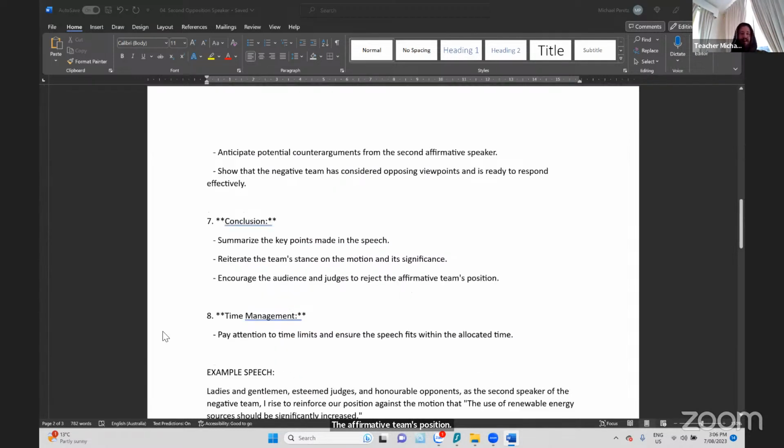And of course, time management. You want to pay attention to the time limits and ensure your speech fits within your time.